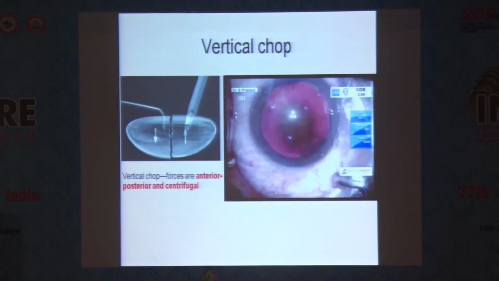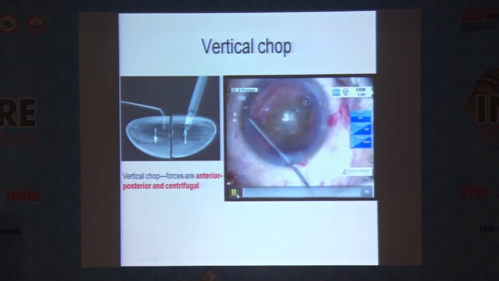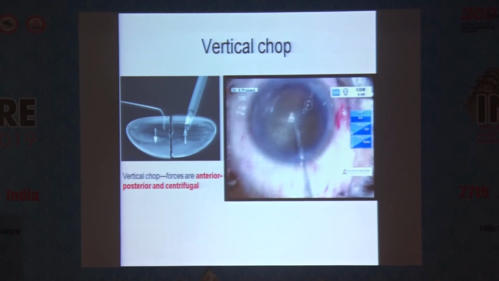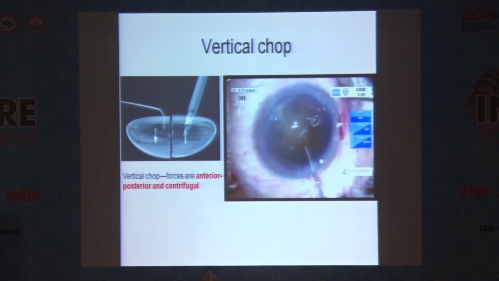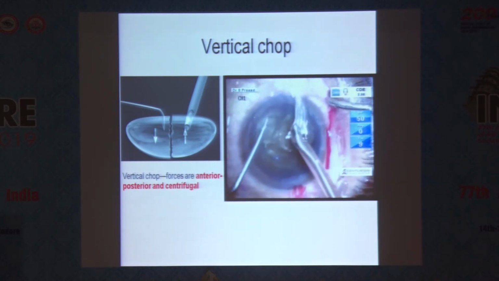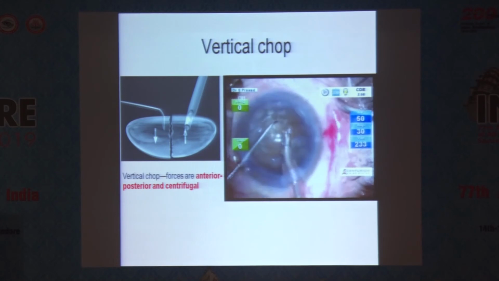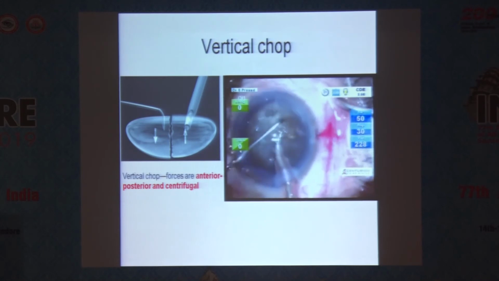In vertical chopping, the direction of the tip and the chopper should be opposite to each other and in the vertical direction. Here you need to use a sharp chopper which should be a little bigger, because you want to divide the nucleus. So this is just a small video demonstration. Again, you have to rotate the nucleus nicely. Here you have to make the capsulorhexis a little bigger for this hard cataract.